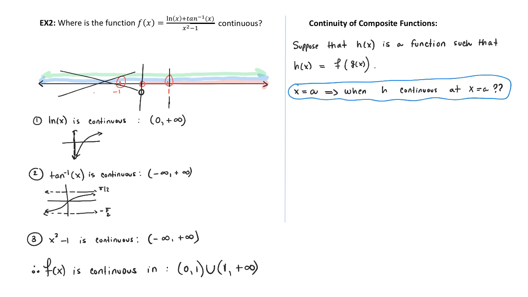How do we argue that h is continuous at a? How do we do that? This is what this result will tell us. That result begins like this. If the inner function, so if g is continuous at x equals a, and this is very important here, and f is defined at g of a. Very important.